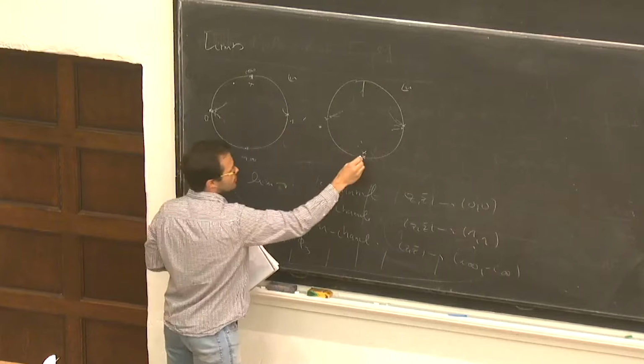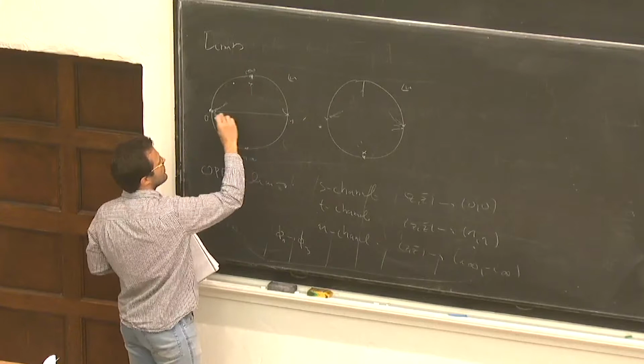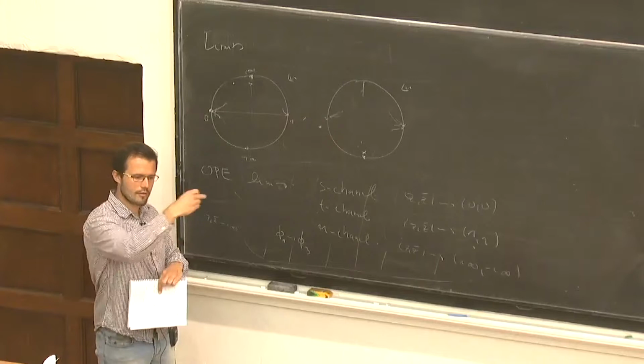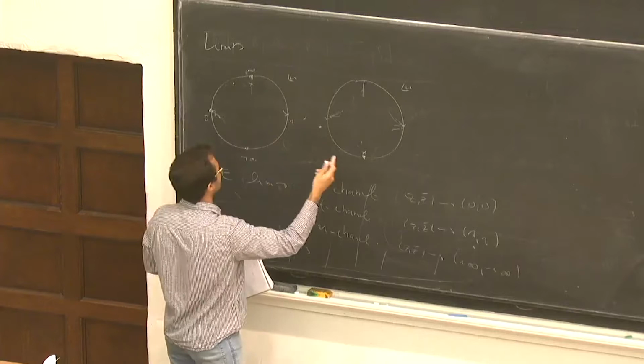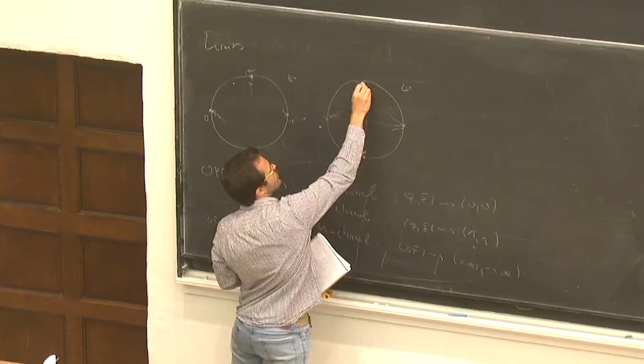And the U-channel OPE stops converging as soon as I cross this line. So I can take this point down. And as soon as I cross this line, it stops converging. This is analogous to starting near the S-channel OPE and going around the T-channel branch cut. So what I need to do here is that I start, say, with W over here, and I go up. As soon as I cross this line, the U-channel OPE stops converging, and I approach the original OPE.